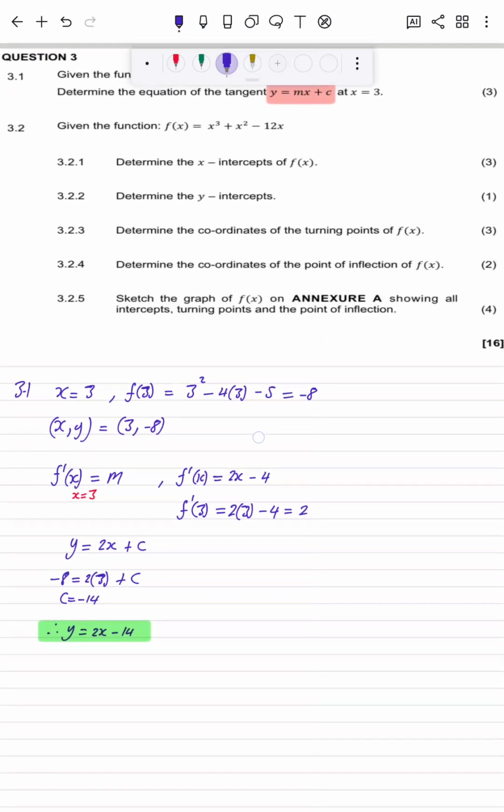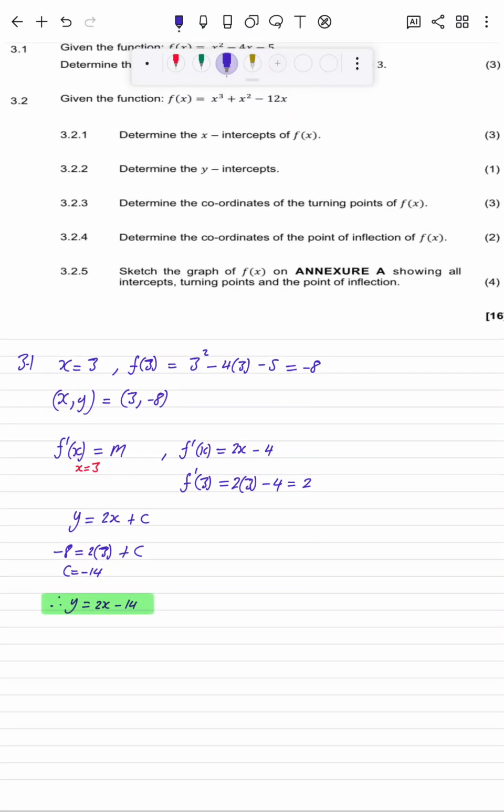Then 3.2. 3.2 says that we are given a function x to the third plus x squared minus 12x. It says determine the x-intercept of f of x. So remember, x-intercept is when y is 0. So it means that you're going to take all of the thing and set it to 0.